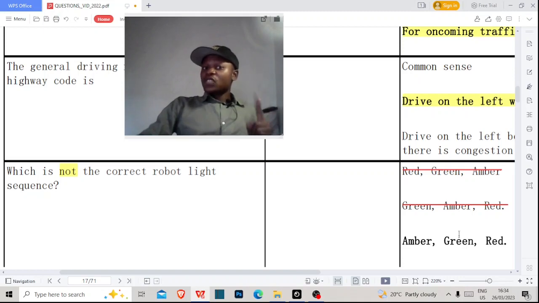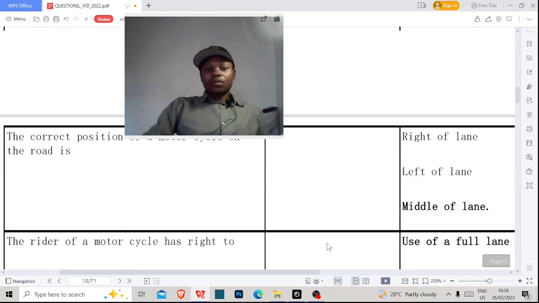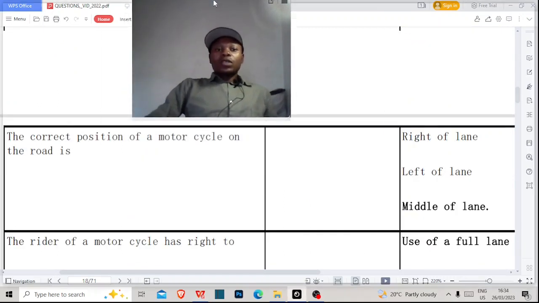I repeat that. This one is GRA, not GAR. You're only supposed to go in this direction, clockwise, not counterclockwise. It's clockwise, like we did here. GAR. So you're only supposed to go in this direction, not in the other direction. So this one is our correct answer. This one is not the correct robot light sequence. Now moving on to the next question.